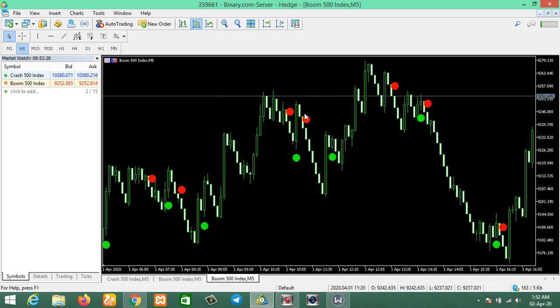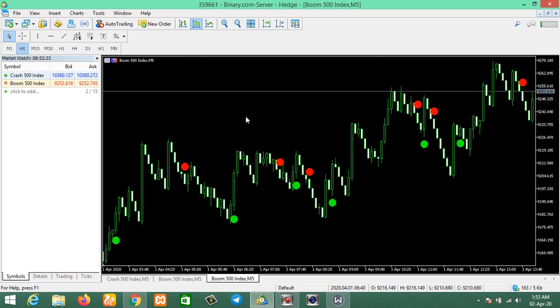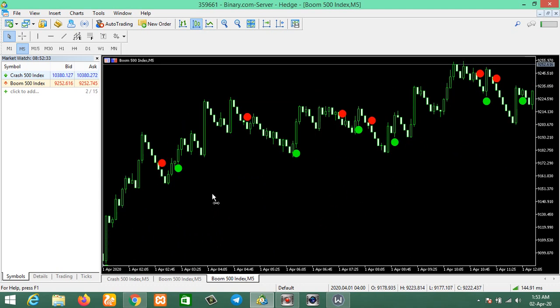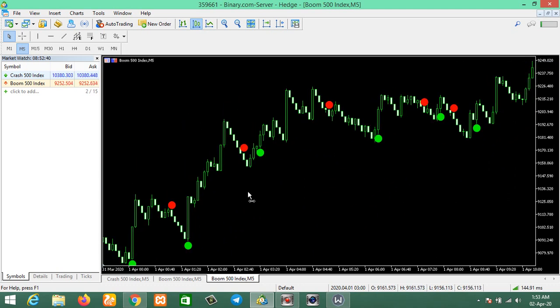So whenever you see the red, the market is going down. When you see the green, there will be a spike. But we are not here to trade the spike, are we? No, we are not here for the spike.